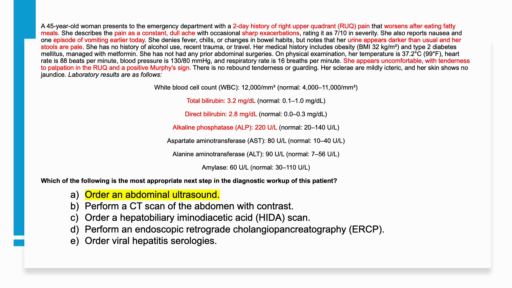She's obese, which is a risk factor. If you ever hear the moniker fat, fertile, 40, especially within a woman, and female is the other F, that is essentially what you need to be looking at for these question stems for potentially a gallstone. And looking through all these risk factors, whenever we get to our physical exam, we see she's very uncomfortable and she's having tenderness and a positive Murphy sign.